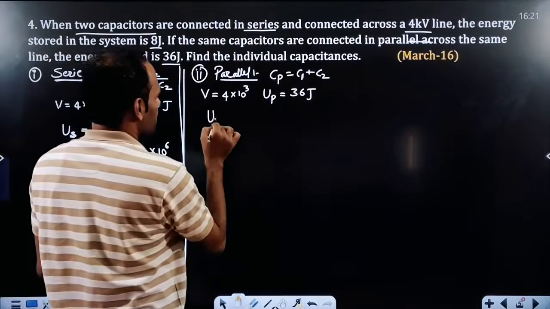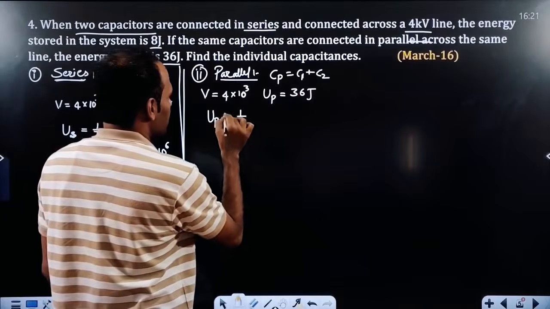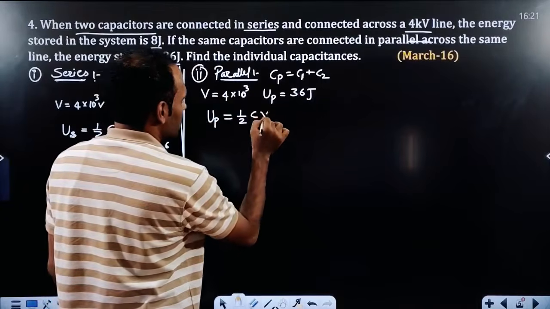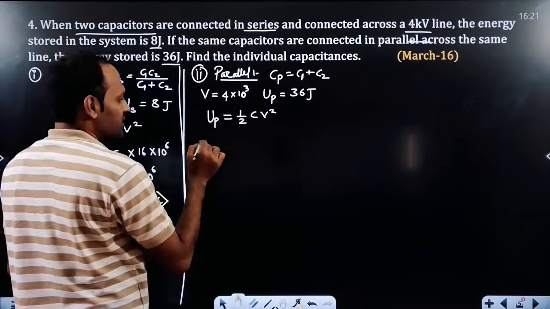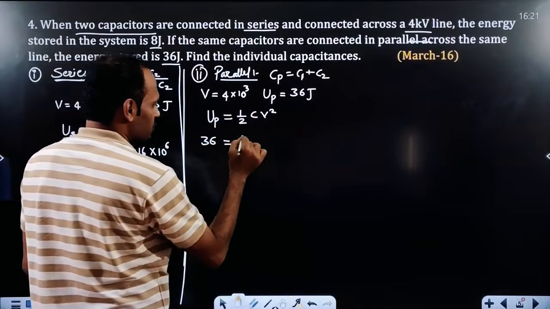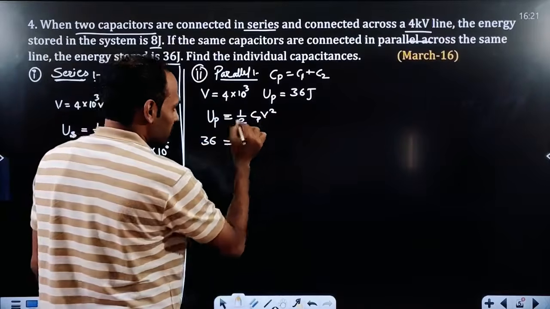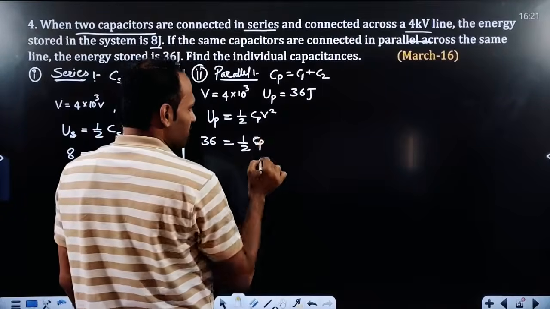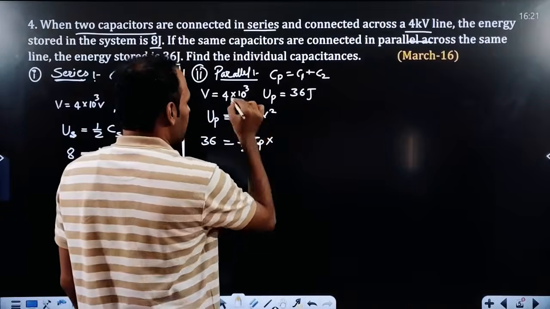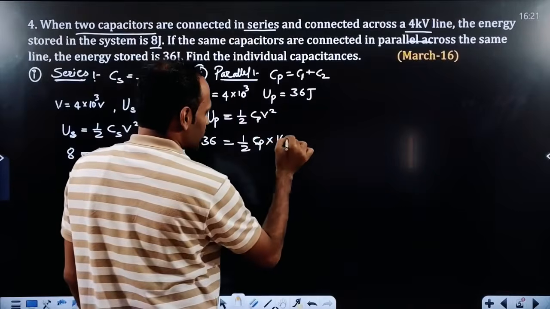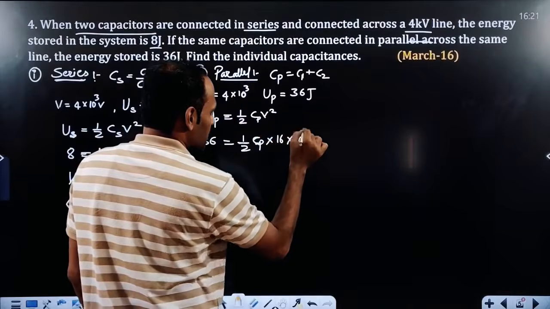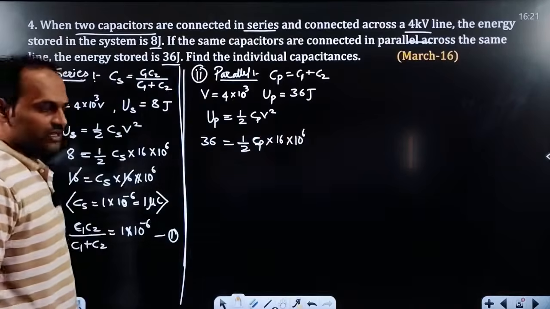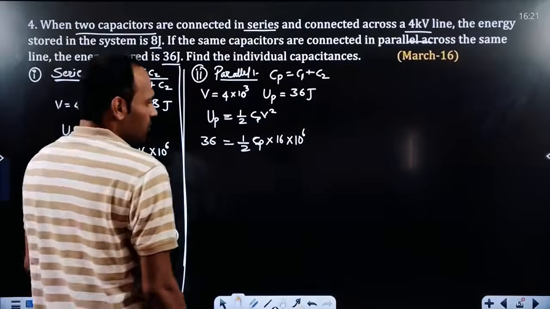So energy is equal to half CV square. We know this, half CV square. So energy in the parallel combination is 36 joules. Half CP V square. V square will be 4 into 10 raised to 3 squared, that is 16 into 10 raised to 6. Clear? Okay.